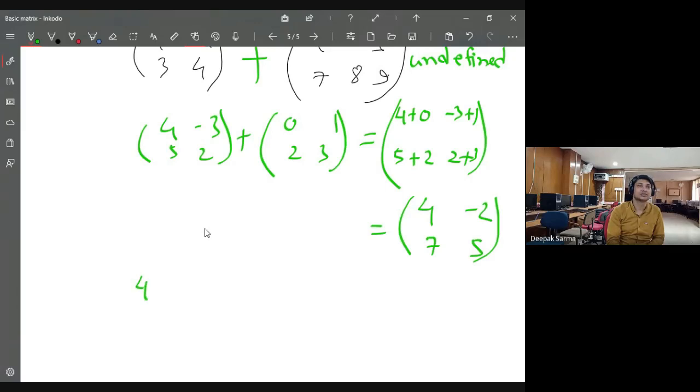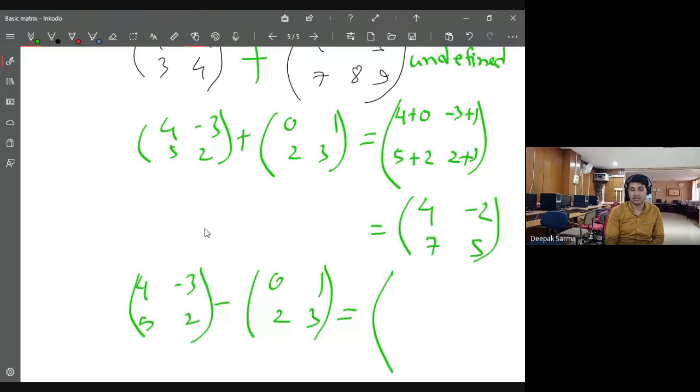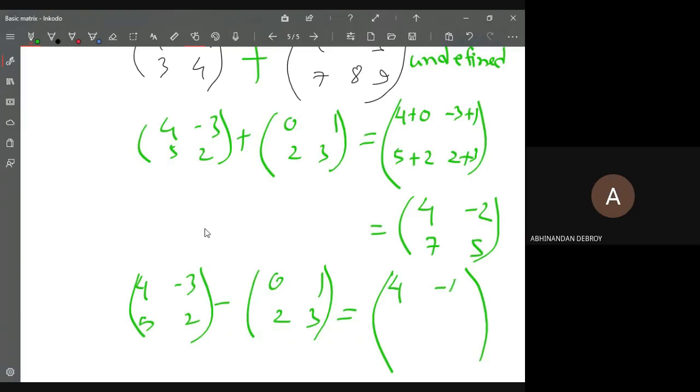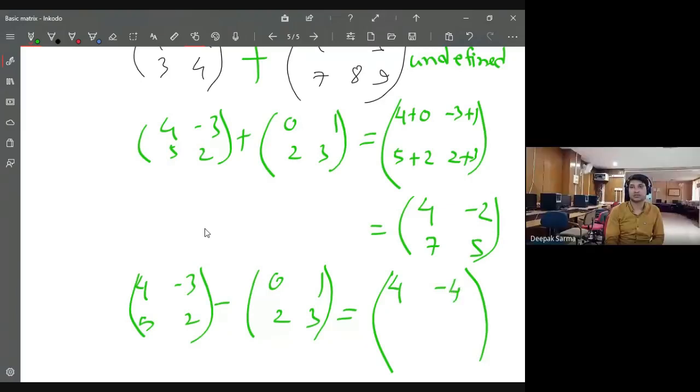Then if I consider the same matrices and ask you to take the difference, that is, subtract the second matrix, then again you can do it. What will be the answer? Because they are of the same order, we can subtract them because of the definition. Now 4 minus 0 is again 4. Minus 3 minus 1, what will be the answer? It is minus 4. And 5 minus 2 is 3. 2 minus 3 is minus 1. So, it's very simple.